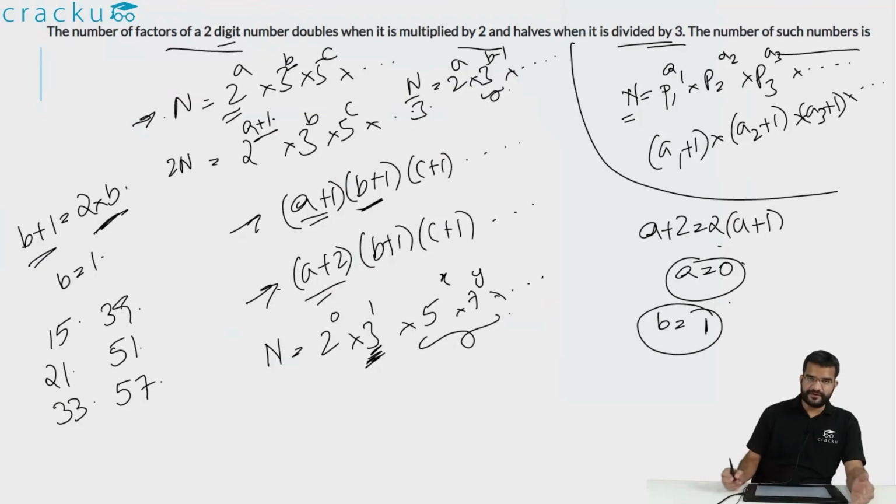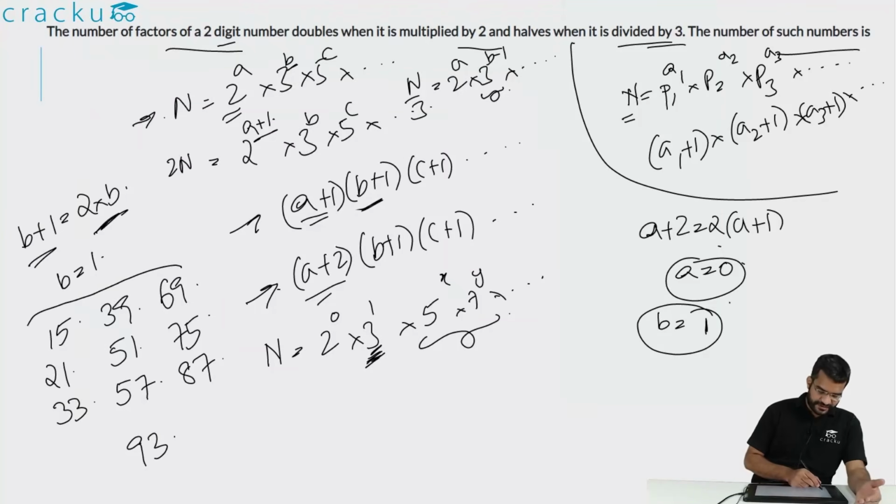We don't want a multiple of 9. We want only multiples of 3, odd multiples of 3. After 63, we have 69. Then we have 75. We will have 81, but it won't work because 81 is a multiple of 9. After 81, we will have 87, 93, and then we will have 99, but 99 again is a multiple of 3, so it also won't work.